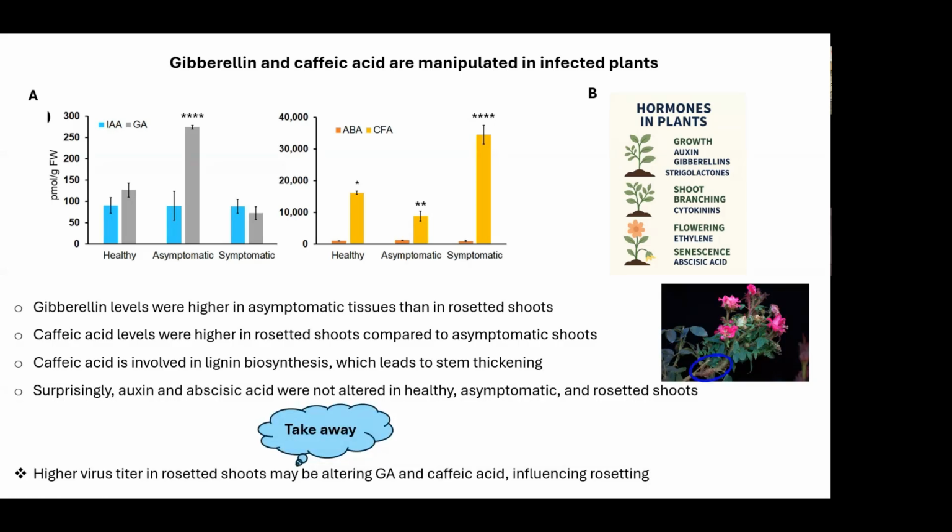And then we looked at the caffeic acid levels. It was more produced in symptomatic compared to asymptomatic and healthy. So caffeic acid is involved in lignin peroxidases, which leads to stem thickening. The takeaway from this slide is that the virus may be altering GA and caffeic acid. As you can see here, the level of caffeic acid is higher in symptomatic and the level of ABA is low in symptomatic.